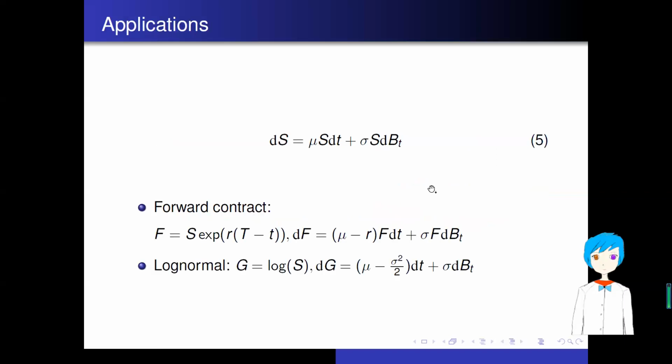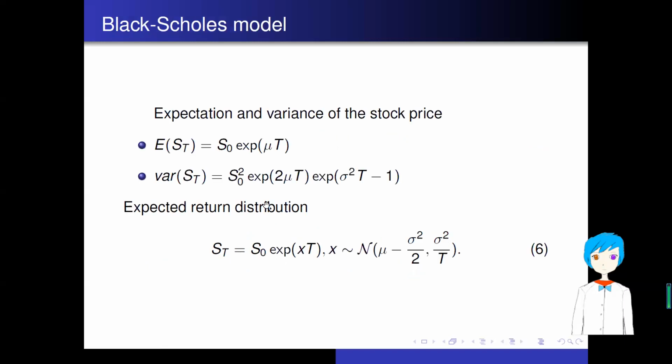So in our course, the most important formula for determining the movement of stock price is dS equals mu S dt plus sigma S dBt. This can be used to evaluate the price of the forward contract. And also, if we define G to be the logarithm of the stock price, then G is called log normally distributed. In next week, we are going to discuss the Black-Scholes model.